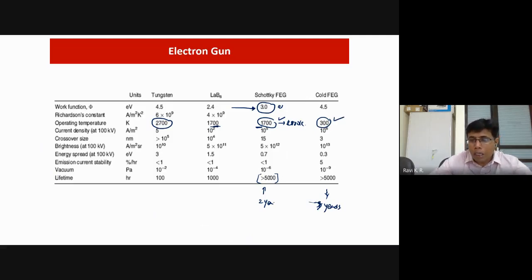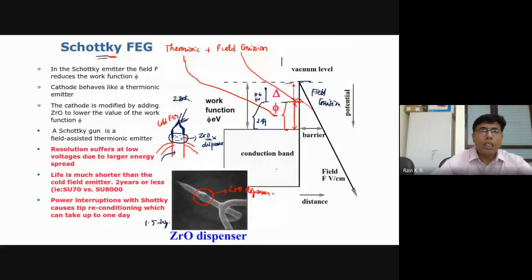Okay, another thing is the material. So what we do here is, though we use tungsten, the electrons are coming out of ZrOx. So this combination, if it doesn't work, then automatically you have to change the filament. So this is actually the difference between the Schottky FEG and the cold FEG. In cold FEG, we are actually using the advantage of what we are gaining from here, because you still have a very sharp tip.